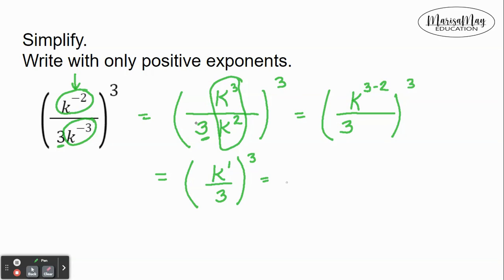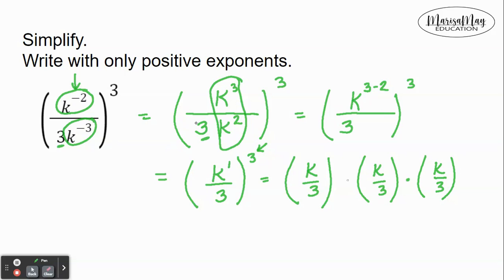So now we can just deal with the third power on the outside. We'll take the parentheses and just write it 3 times. So I've got k over 3 times k over 3 times k over 3, and we're going to multiply those all together.